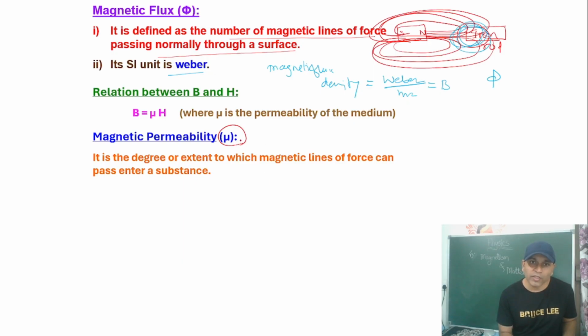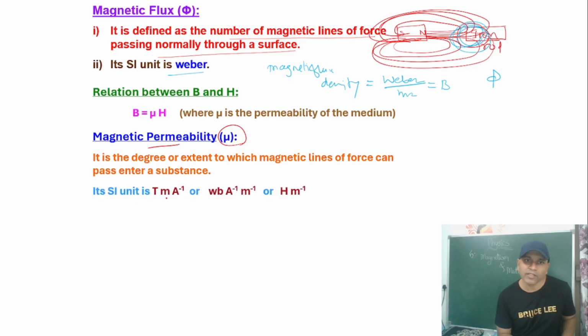So this is the possibility. It gives the possibility of how much that force can pass through the substance. Permeability, permission, it is giving the permission. How permeable it is means how much it is able to pass through that. It permits that thing. So that is magnetic permeability, the degree or extent to which magnetic lines of force can pass through a substance.